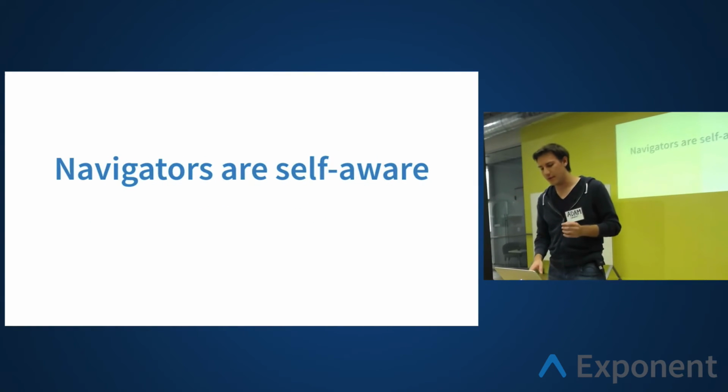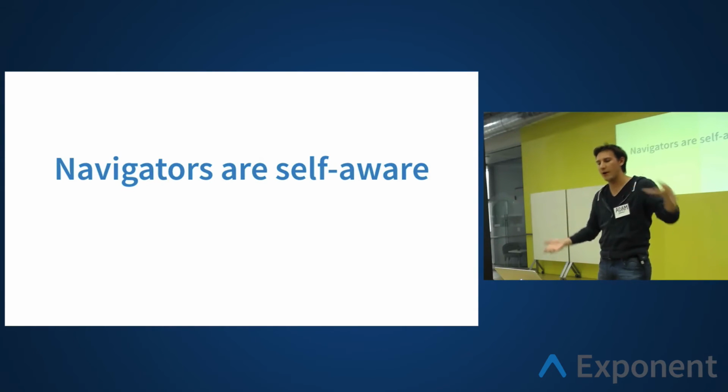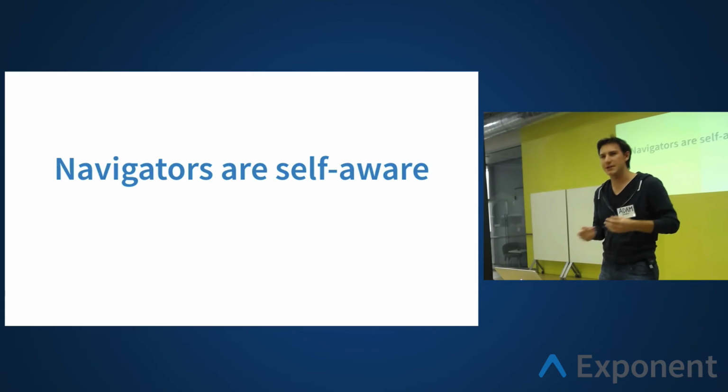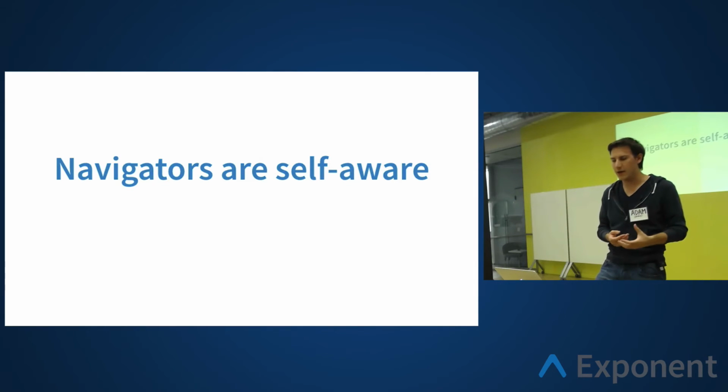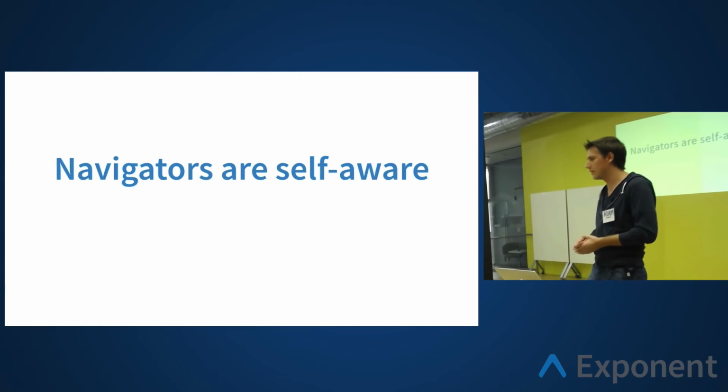And the way this works is that the navigators are self-aware. They know where they live in your component hierarchy. And they understand, based on that component hierarchy, whether or not they're the child of another navigator, or whether or not they should act differently due to that constraint.